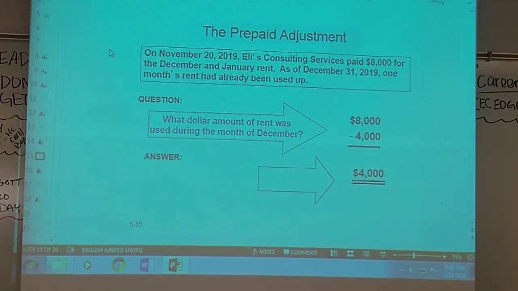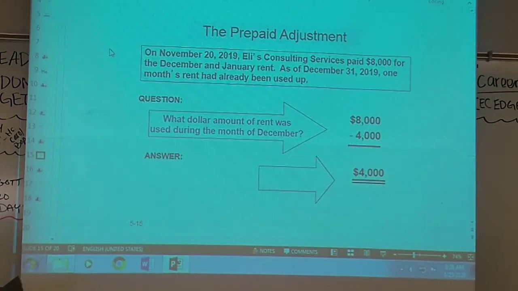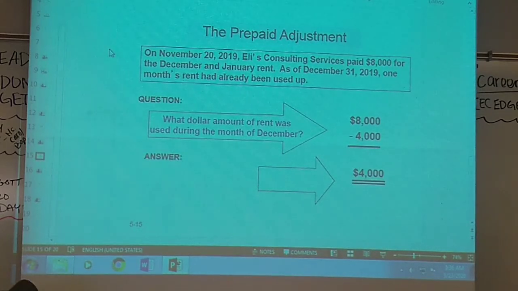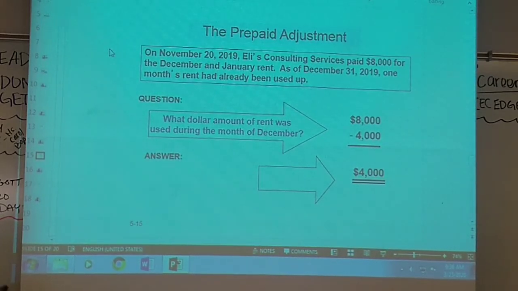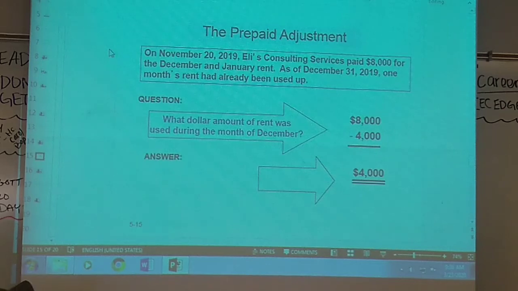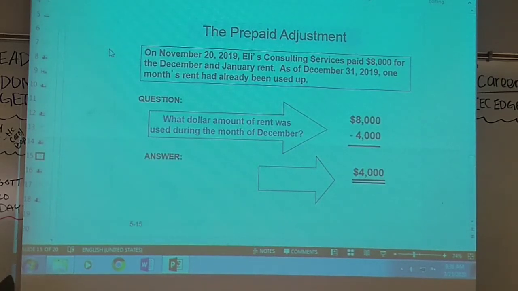All right, so let's look at another one. A prepaid adjustment. On November 20th, 2019, Eli's consulting service paid $8,000 for December and January's rent. As of December 31st, 2019, 1 month's rent had already been used up. So that prepaid rent is no longer the same value because one of those months has been used up.